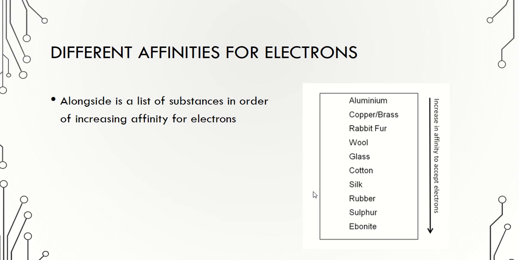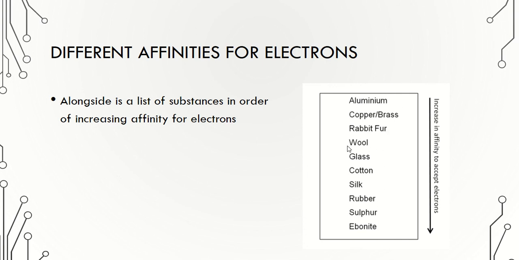Now, different objects have different affinities for electrons. Okay, so certain objects, the electrons are going to want to go from one object to another. Okay, now this is a chart of increasing affinity to accept electrons. So if you were to rub aluminium and rubber fur together, the electrons would transfer from the aluminium to the rubber fur.